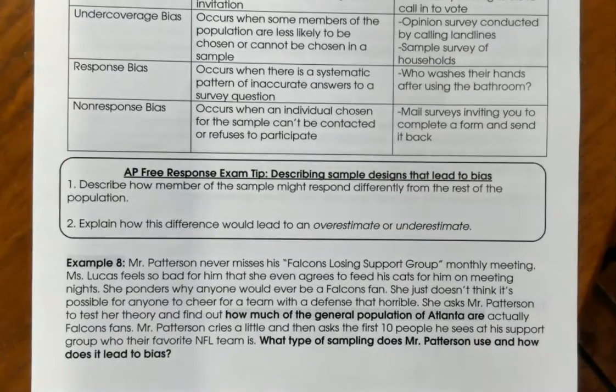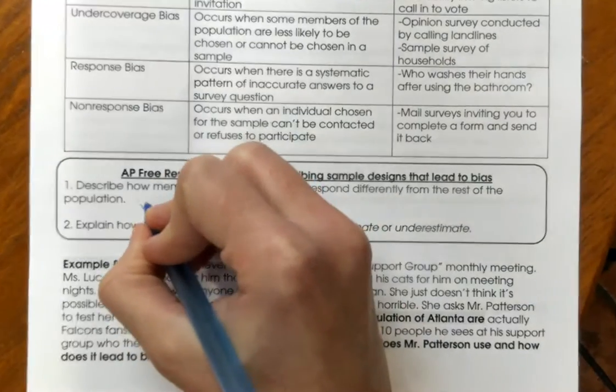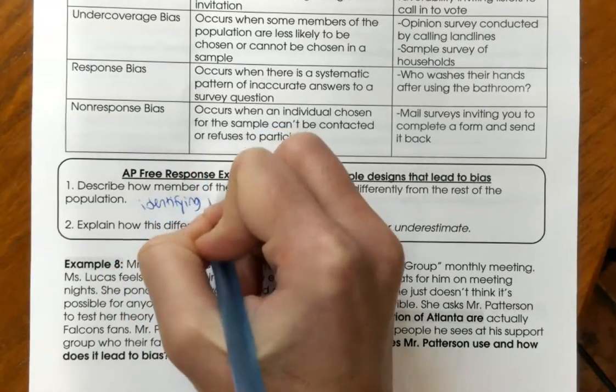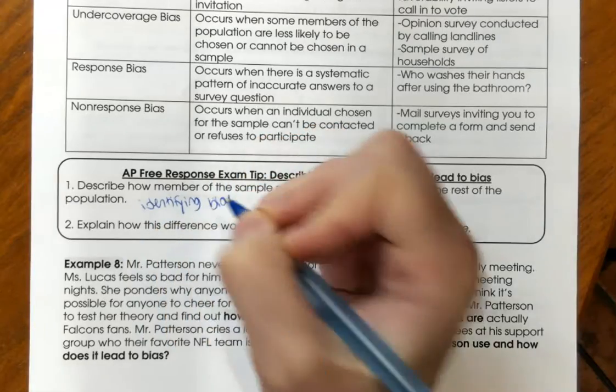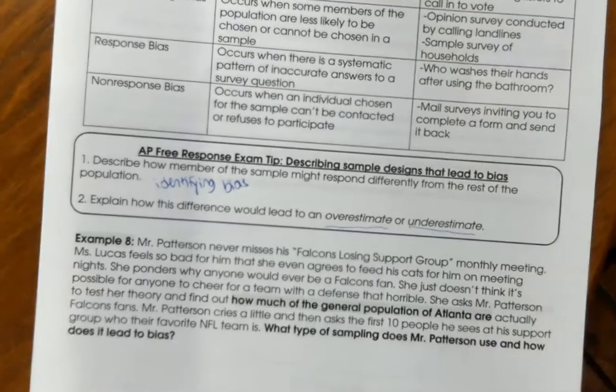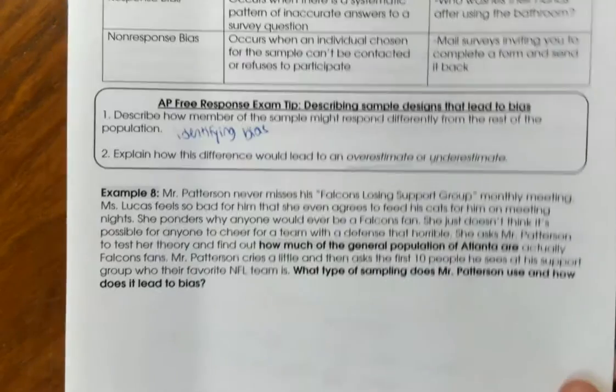So an AP free response exam tip. When it's asking about describing sample designs that lead to bias, what they're looking for is describing how the member of the sample might respond differently from the rest of the population. So that's basically identifying the bias. And explain whether or not it would lead to an overestimate or an underestimate. So let's go ahead and do 2 examples on this.